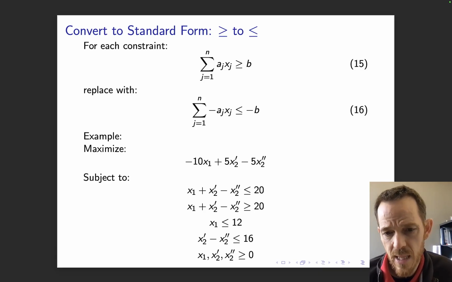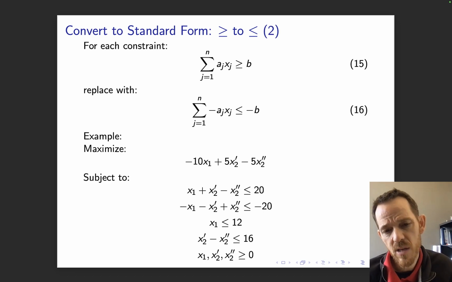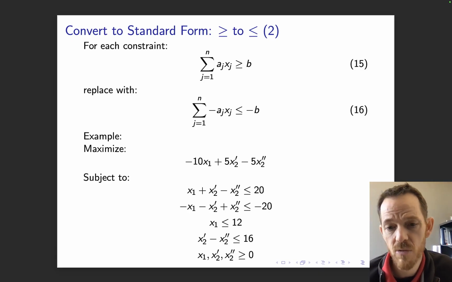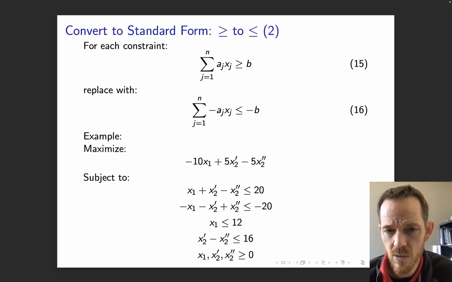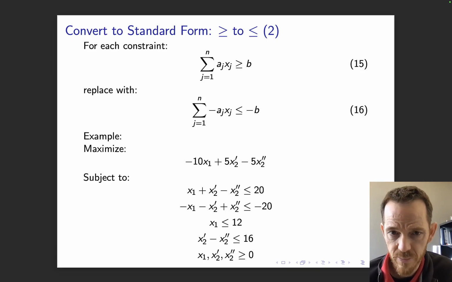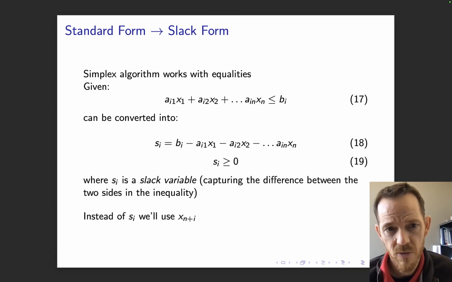So we can apply that to the constraint we just introduced, x sub 1 plus x prime sub 2 minus x double prime sub 2 greater than or equal to 20. We can negate all of the coefficients and also the right-hand side, so that now all of the inequalities are less than or equal to, except for the non-negativity constraints. Okay, there we go. That's how we convert it first.